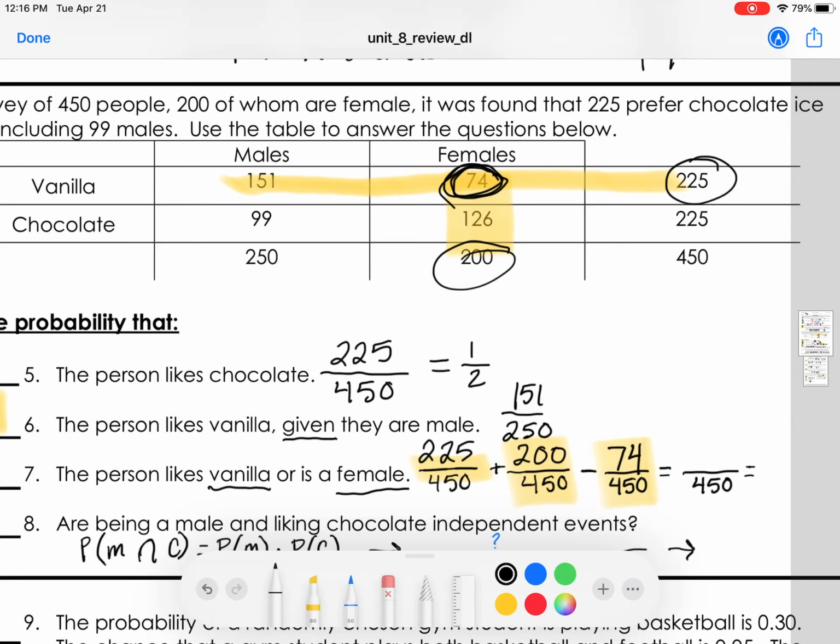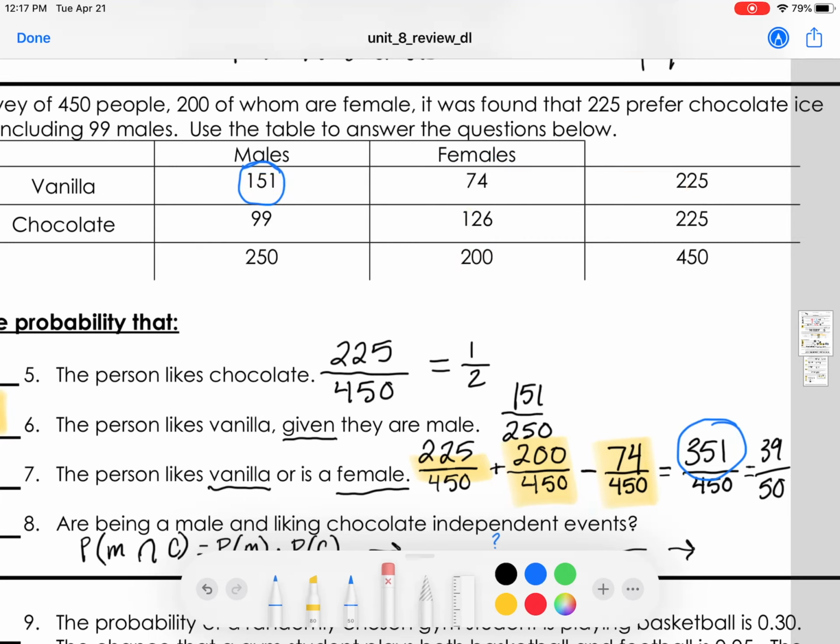All right, so when you add those together, I end up with 351 out of 450, which simplifies to 39 out of 50. And you can always double check yourself and just add the three numbers that would be considered in this scenario. So you could add 151 plus 74 plus 126, and you should still end up with 351 out of 450. Hopefully that was helpful.